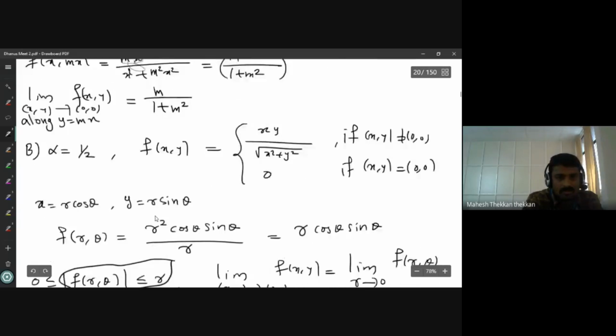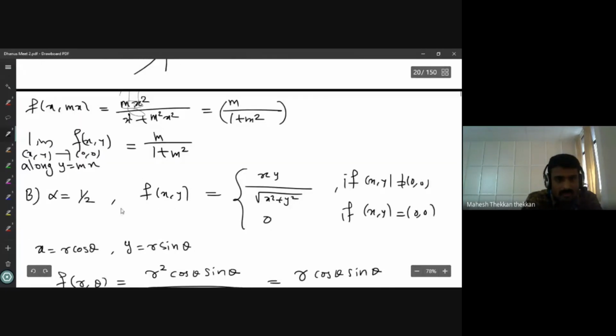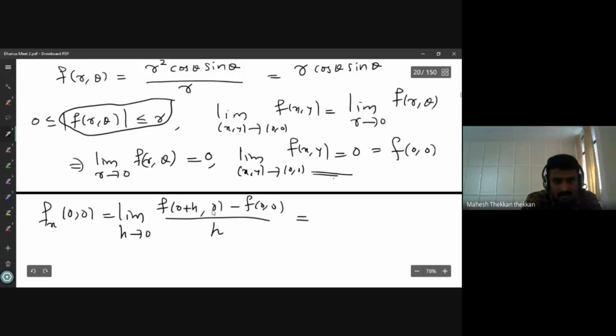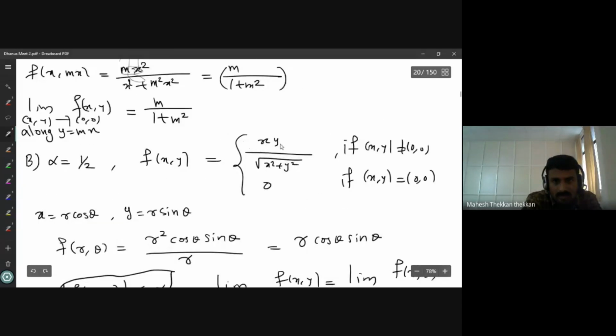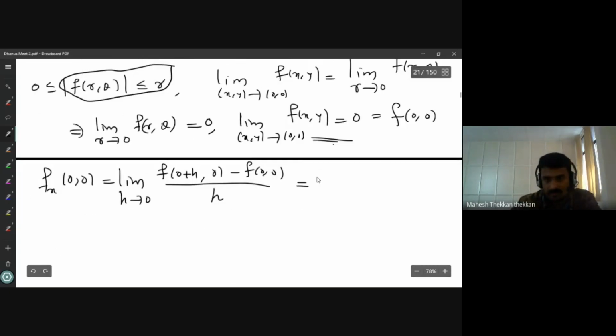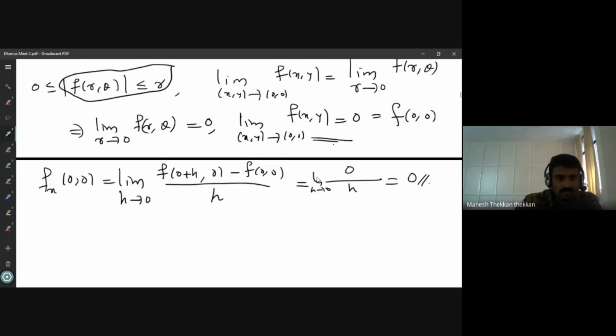So what will this value be? Look at the function. What is your function? For the alpha equal to half case, this is your function. Then f of 0 plus h is h only, so f(h, 0). The numerator you will get is 0, because the xy term is there, so you get h into 0 in the numerator. So the numerator is completely 0, the denominator is h, and the limit as h tends to 0 is in fact 0 only. So fx at (0,0) is 0.